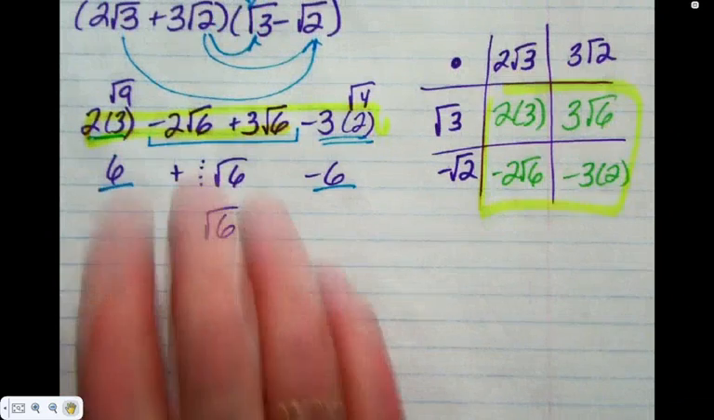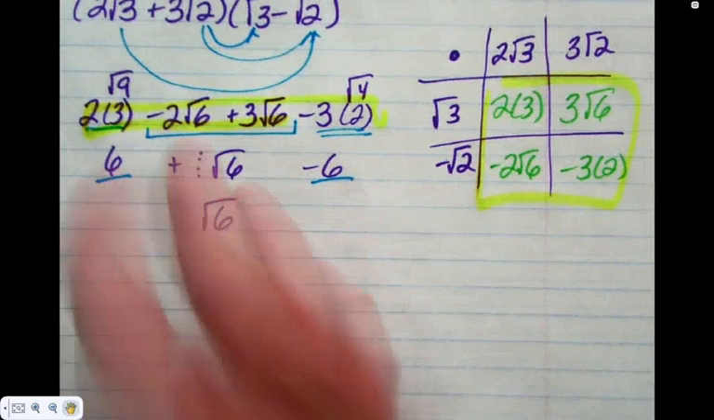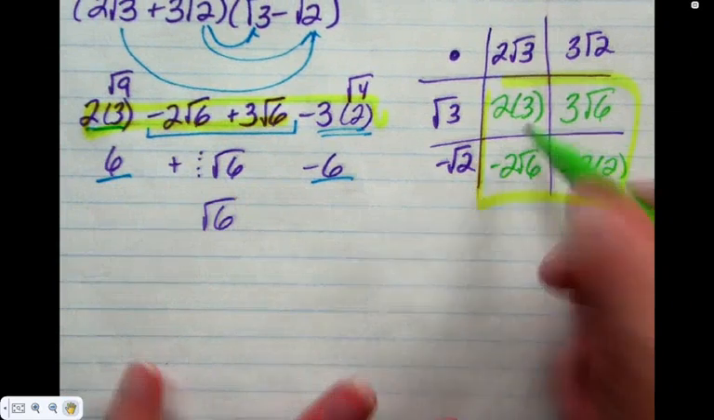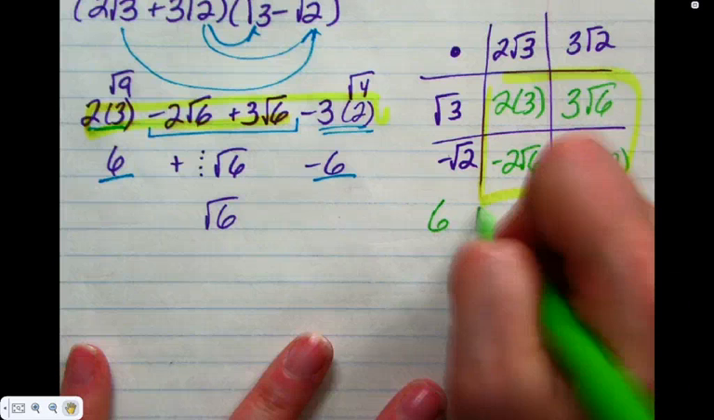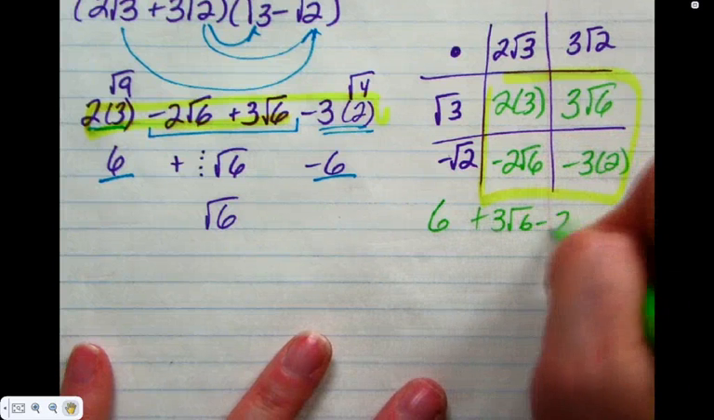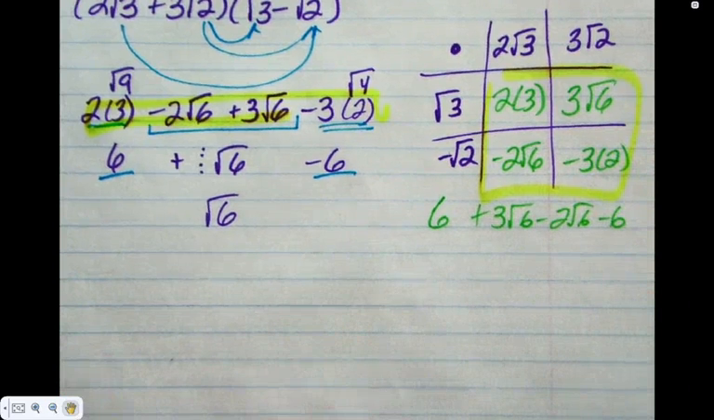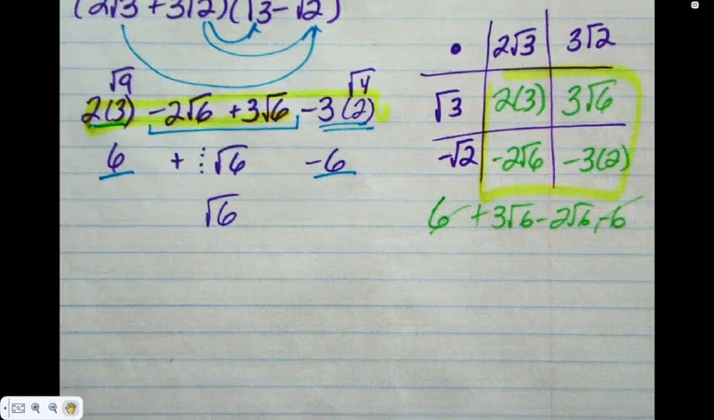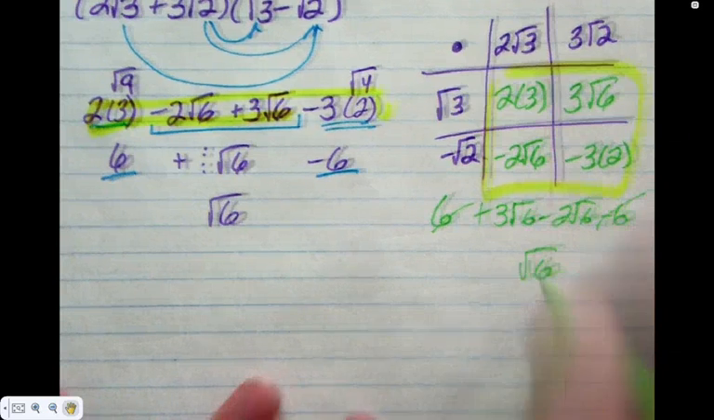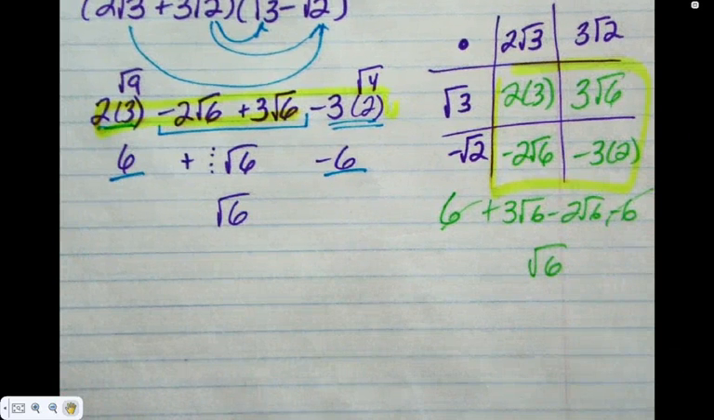Right brains tend to like the chart. Left brains tend to like this one, whatever. And so now I'm just going to simplify. I have 6 plus 3 root 6 minus 2 root 6 minus 6. The 6's are going to cancel. And a 3 root 6 minus a 2 root 6 is just a root 6. You can use whatever method your brain likes the best. I'm just giving you options.